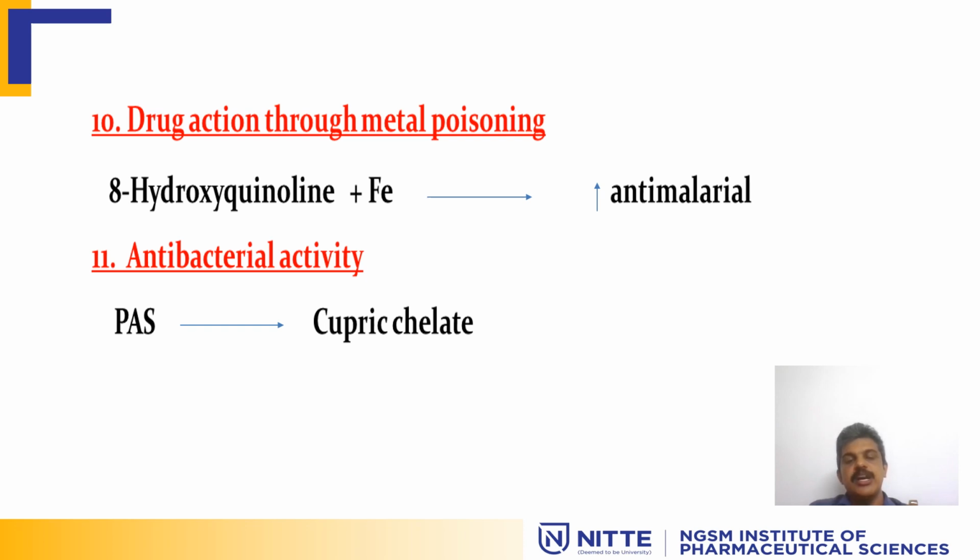Another one is para-aminosalicylic acid, which acts as an antibacterial agent. It can act as an anti-TB agent, an anti-tuberculosis drug. Para-aminosalicylic acid forms complexes with copper ions, becoming cupric chelates. So the anti-tubercular activity of para-aminosalicylic acid can be significantly enhanced by forming complexes with copper ions.